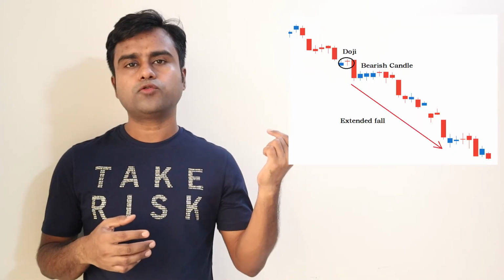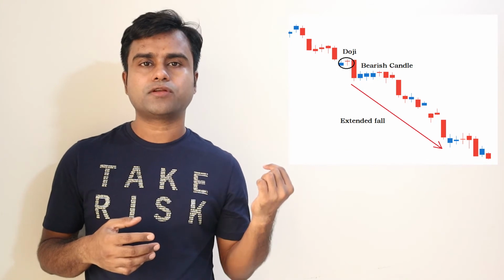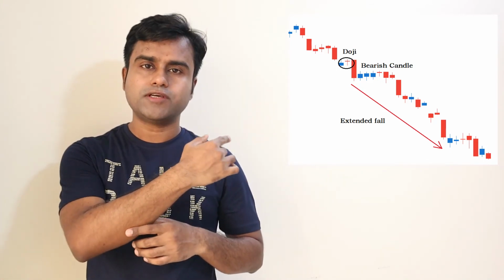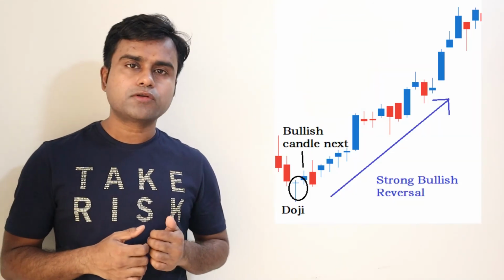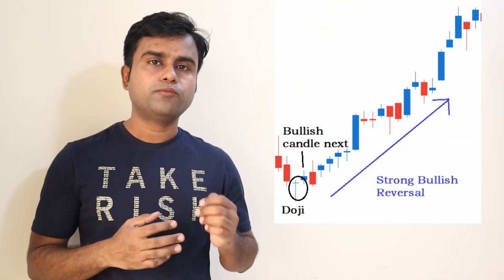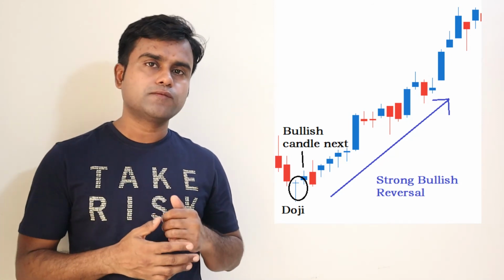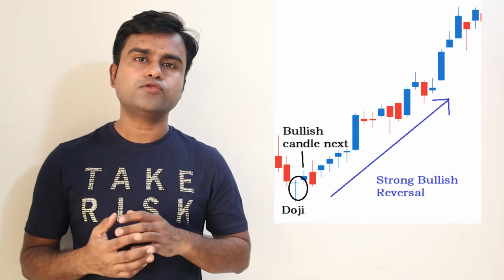Scenario 3, we found a doji formation after a market correction. So what we will do, we will short keeping a stop loss above the doji close or doji high. Scenario 4, a doji formation after a market correction. We will buy on a significant bullish candle and we will keep a stop loss below the doji low or the doji close. So now you know what a doji pattern is and how to trade the doji pattern, right?